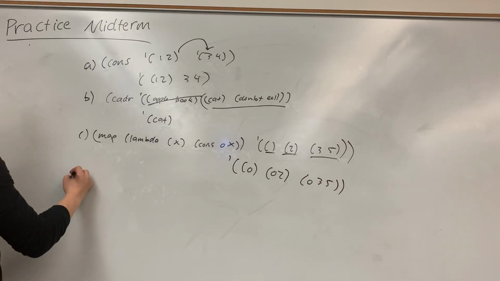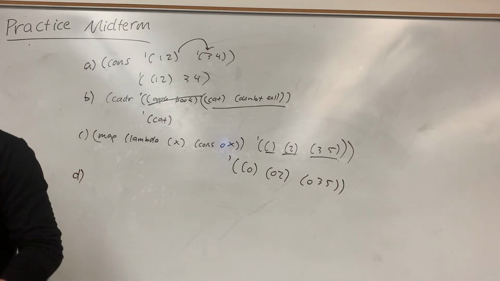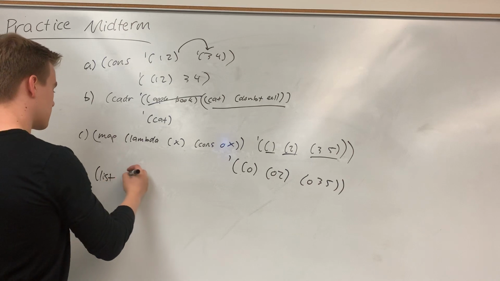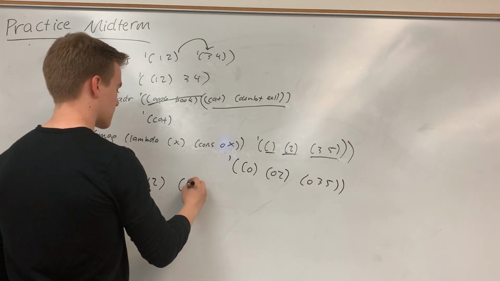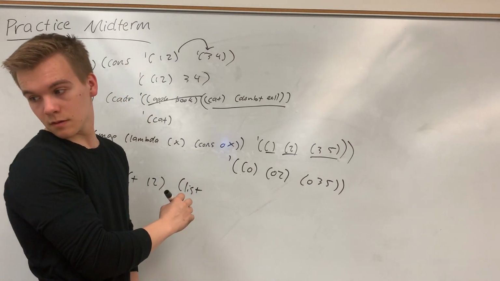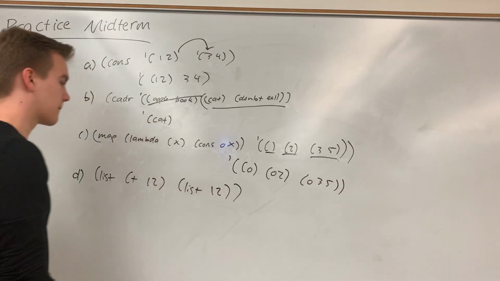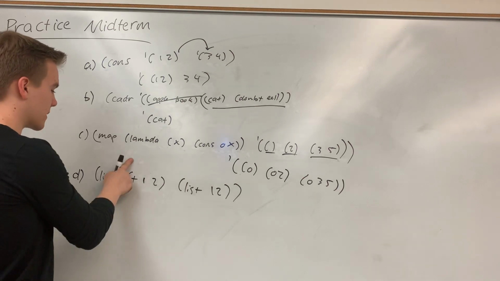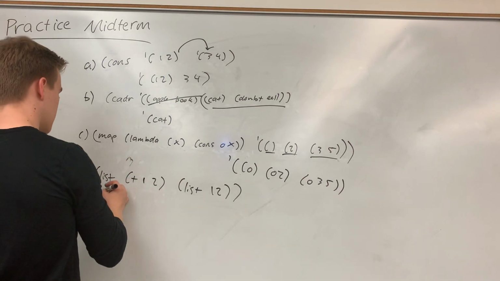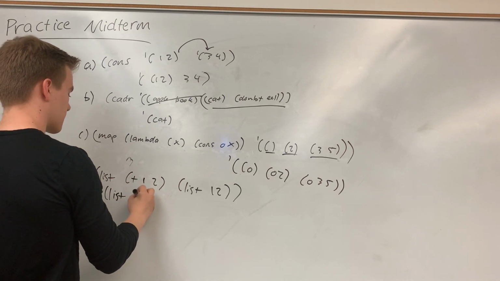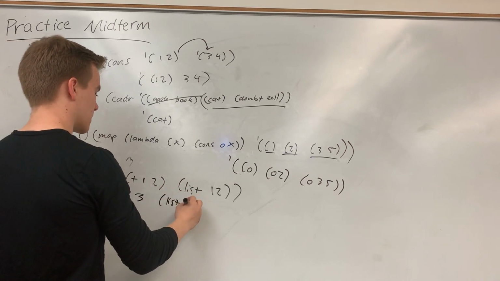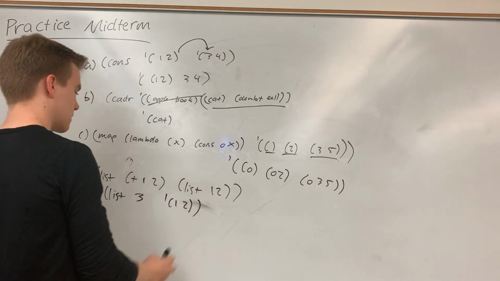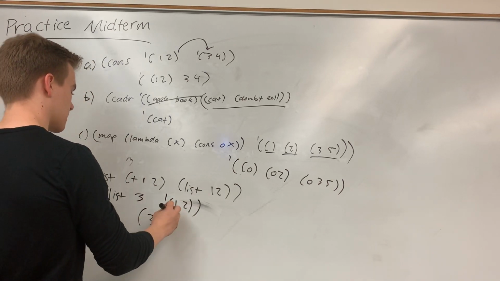Okay, D. List plus 1, 2, list 1, 2. Okay. So this will evaluate because it's a function. It wouldn't evaluate if we put something here, but there's nothing there. So this will say, essentially, list 3, list 1, 2. I'll simplify that. So list 1, 2 turns into 1, 2. And this will say 3, 1, 2.